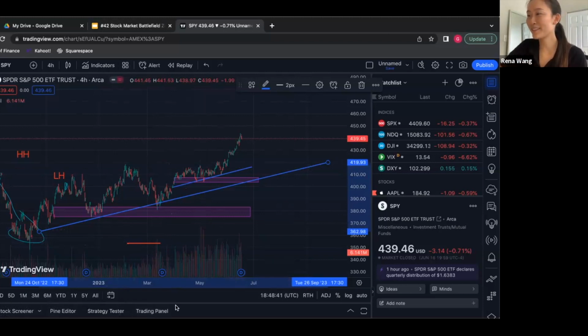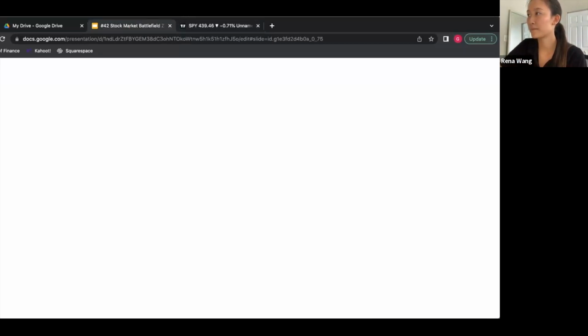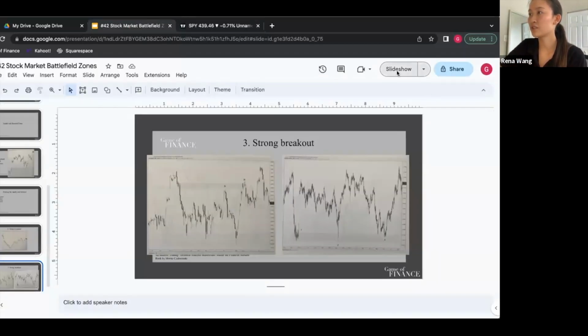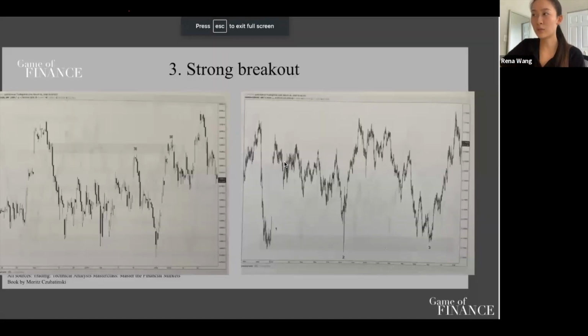Okay, so we spent a long time on this. Let me go back to our presentation. All right, so strong breakouts. This is what we call strong breakouts. These strong breakouts are very useful for supply and demand zones. All right, let's move a little faster.